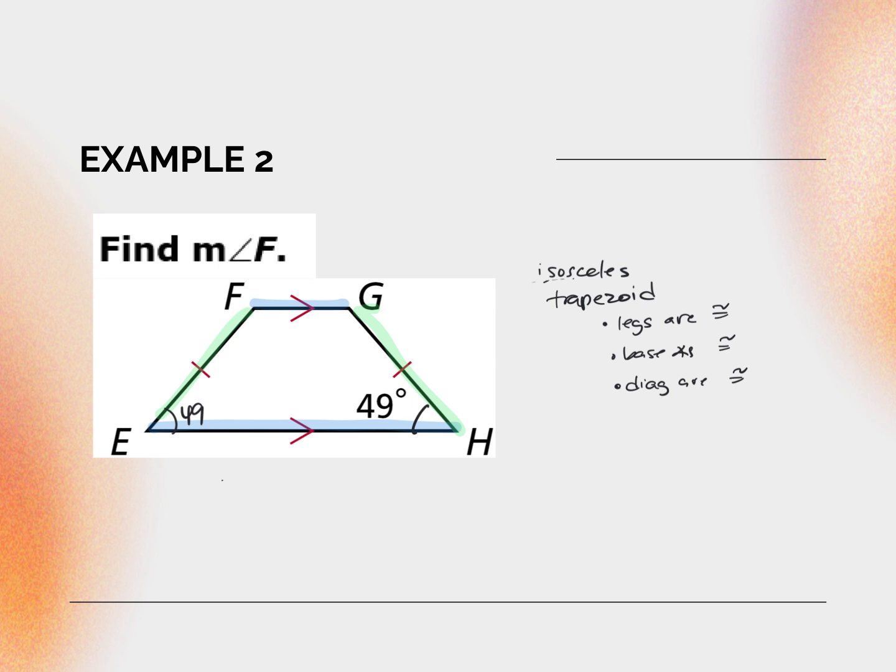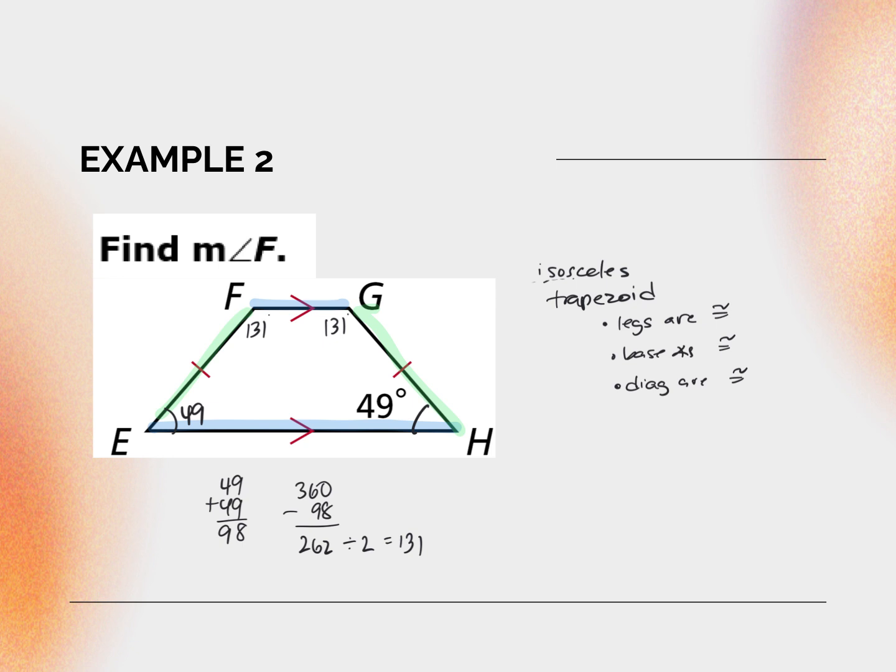Now, I could do 49 plus 49, and I could get 98. I know all of them add up to 360. So I'm going to be subtracting that. So I'm going to get 262. And when I divide by 2, because I know angle F and G have to add up to 262, but I know that they are also congruent. So if I divide by 2, I know they're 131 each, okay?